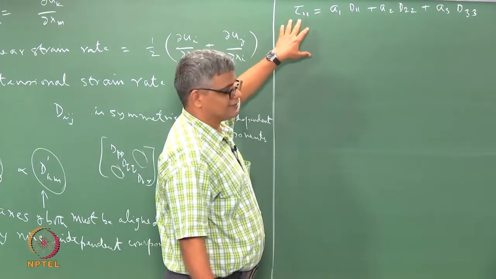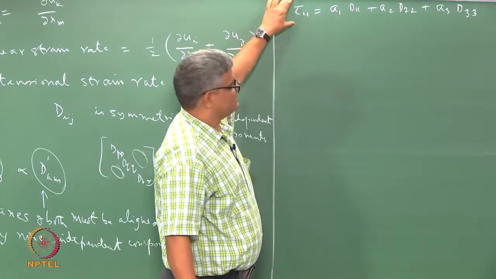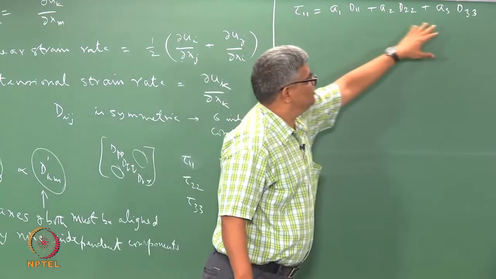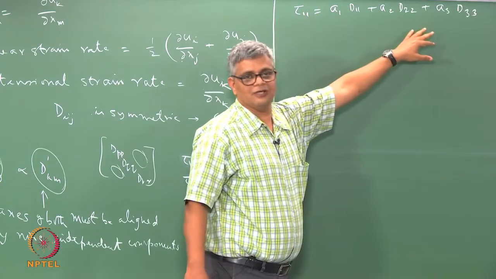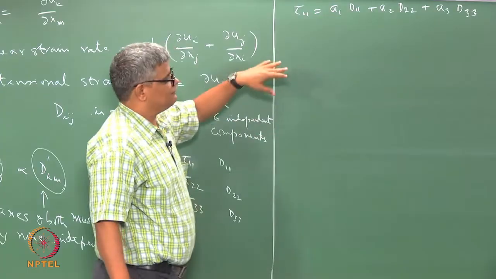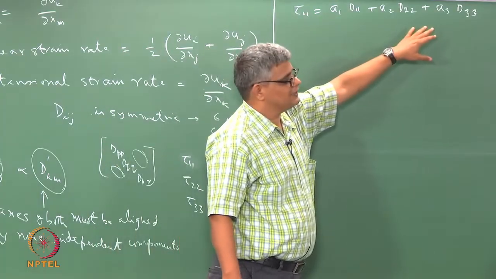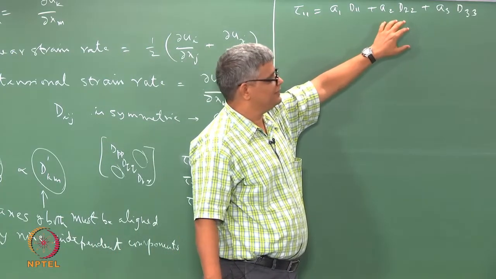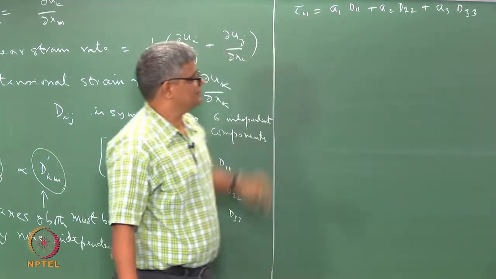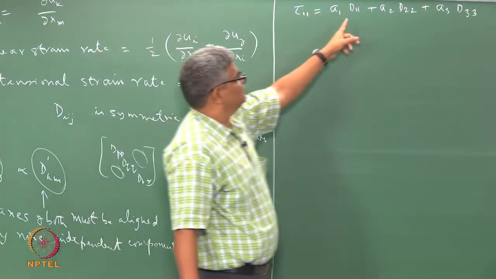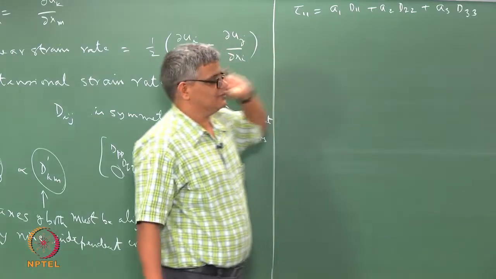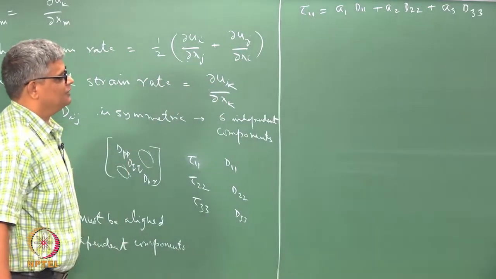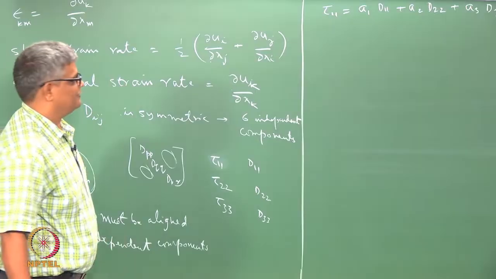We have a linear relation in which tau 11 is expressed as a linear combination of all the 3 possible variables on the right hand side. So, when you have all the 3 variables on the right hand side figuring here, then that is the most generic relation that is possible. If you put d1 times d2, then maybe that is not a linear relation there.